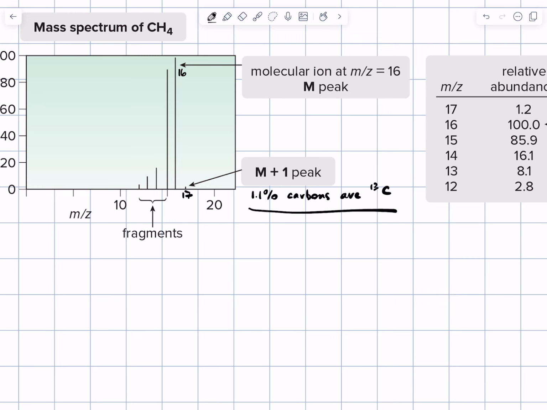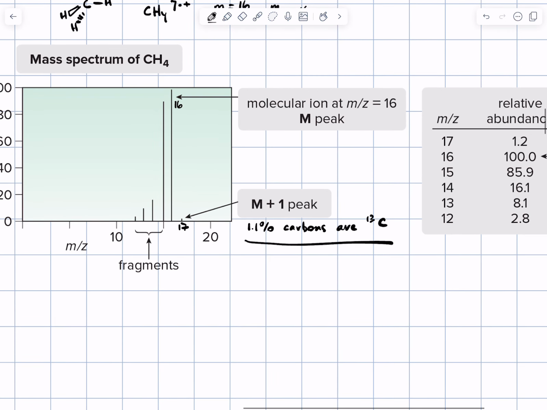And so people can measure this. Whereas you've got about 98.9% of carbons that have 6 protons and 6 neutrons, and that isotope is carbon-12. The natural abundance on Earth anyway of carbon-13 is about 1%.